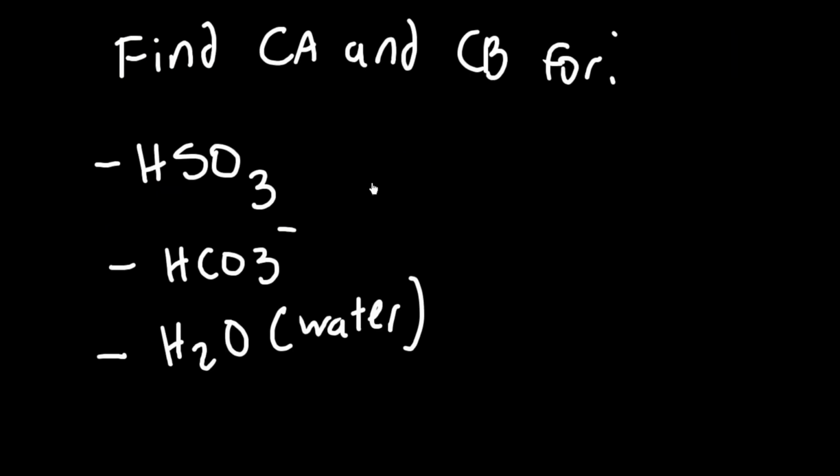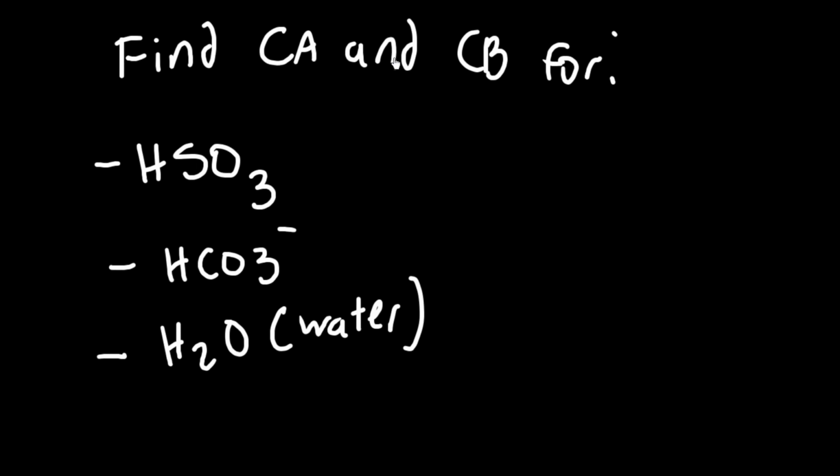So let's do some practice problems. Find the conjugate acid and the conjugate base for HSO3, HCO3 minus, and H2O. And keep in mind SO3 and CO3 minus are polyatomic ions.